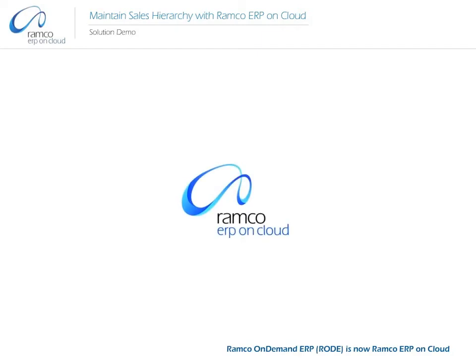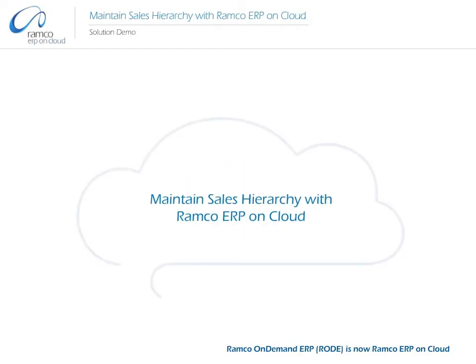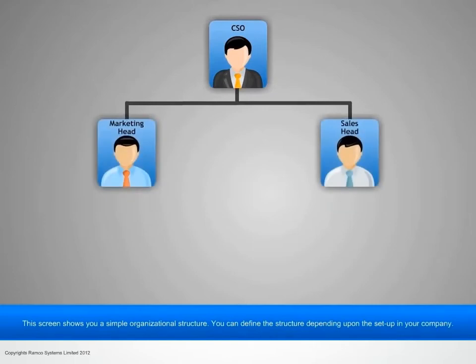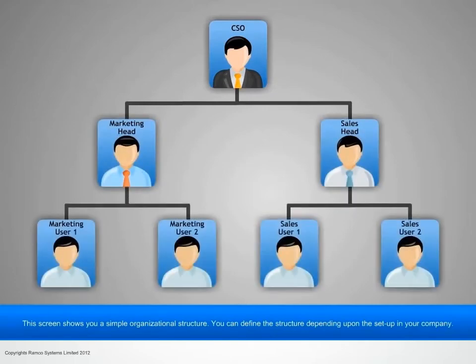Welcome to RAMCO Systems. Maintaining salesperson details with RAMCO on-demand CRM. It helps to define the sales hierarchy. This screen shows you a simple organizational structure. You can define the structure depending upon the setup in your company.